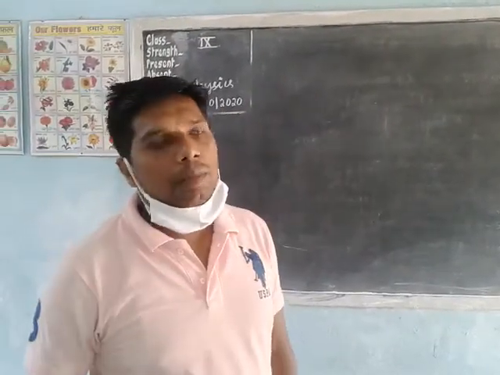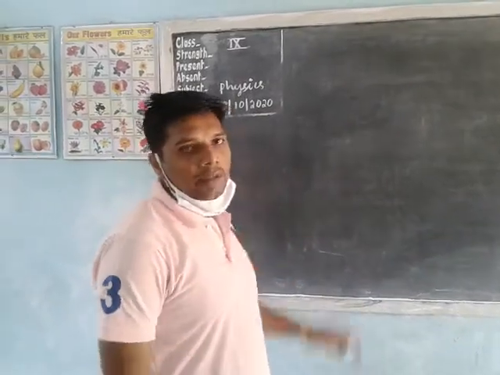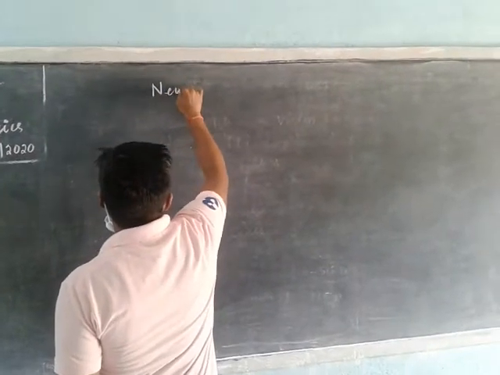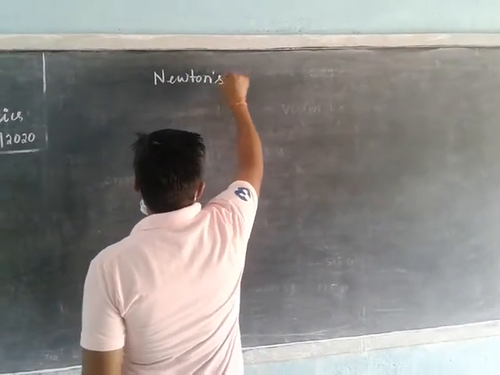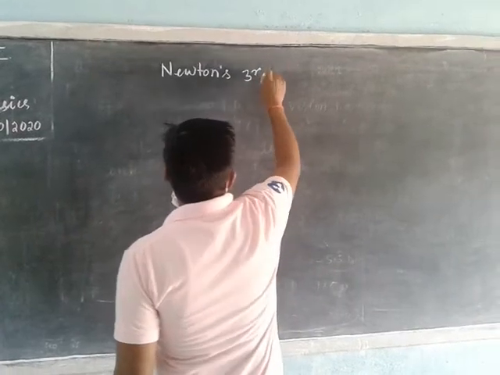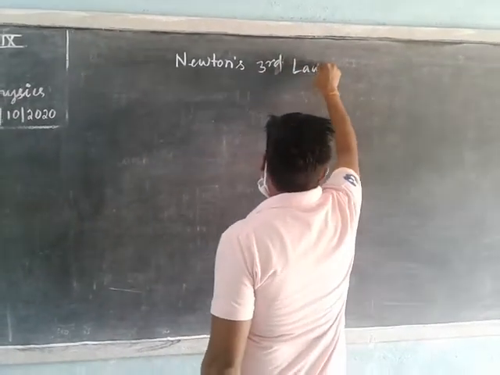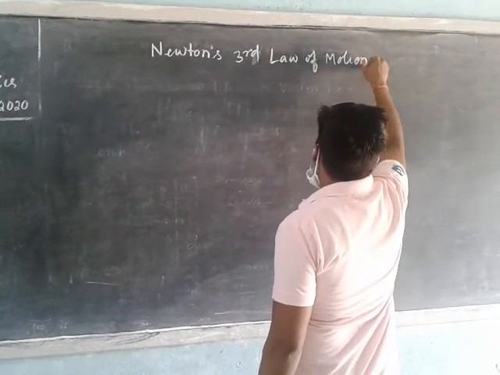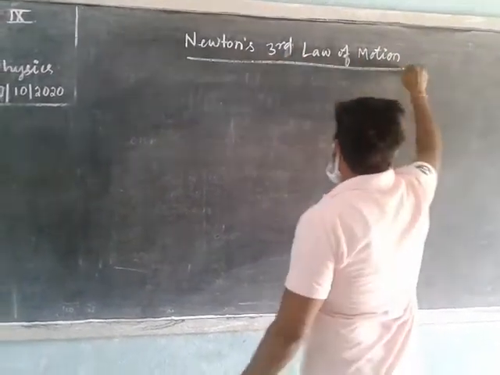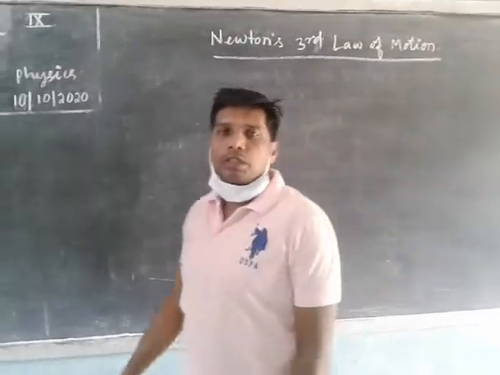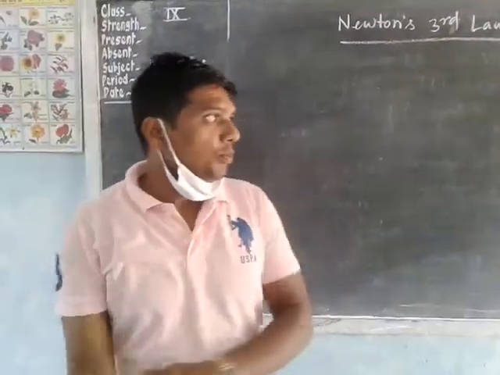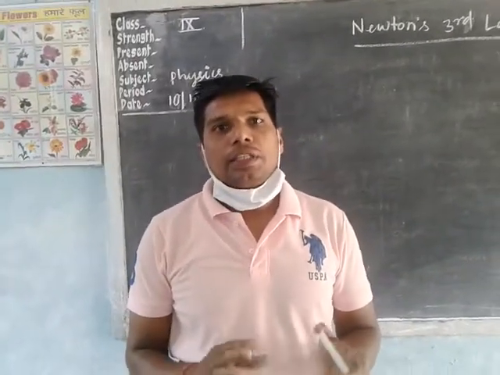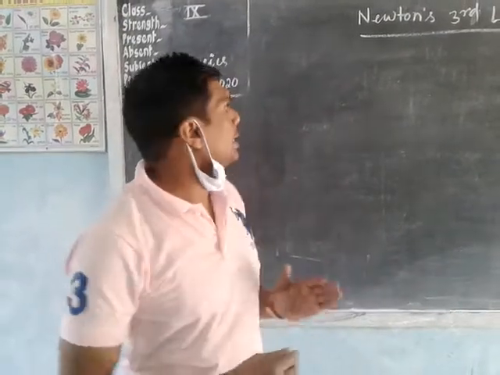Today we are going to discuss class 9 physics. The topic is Newton's third law of motion. So what does Newton's third law of motion tell us? It tells us that for every action there is an equal and opposite reaction.